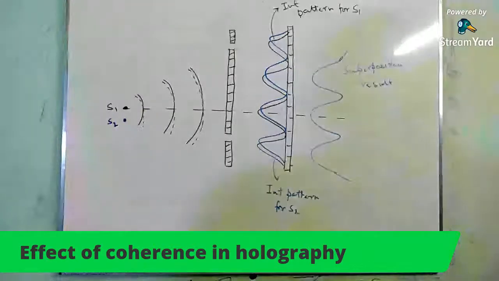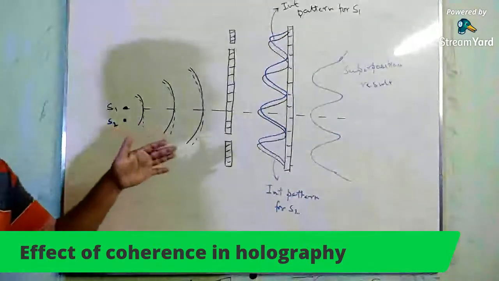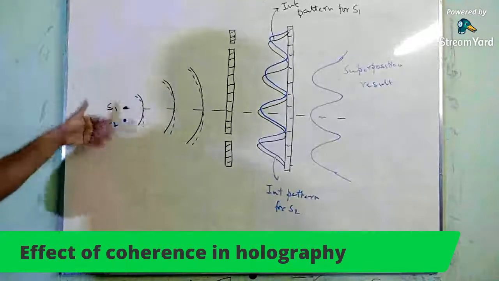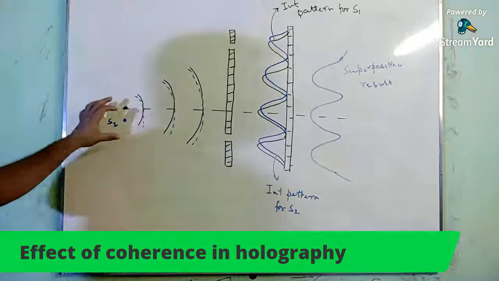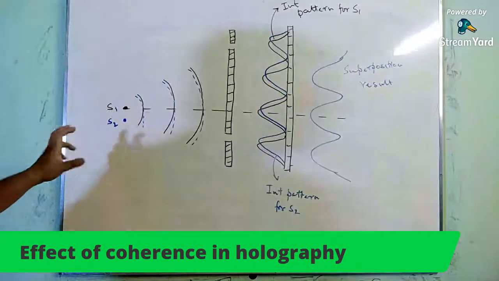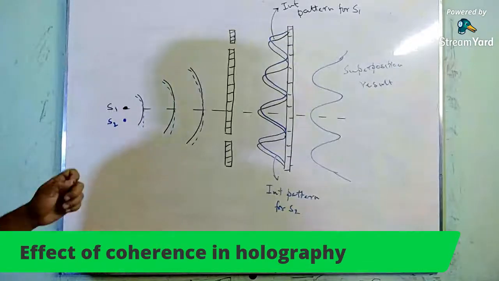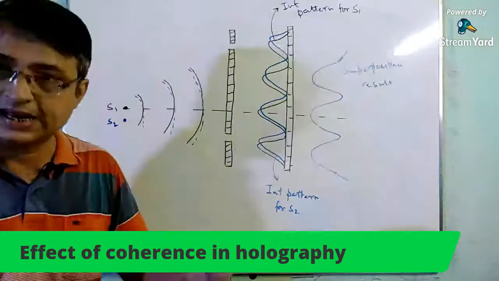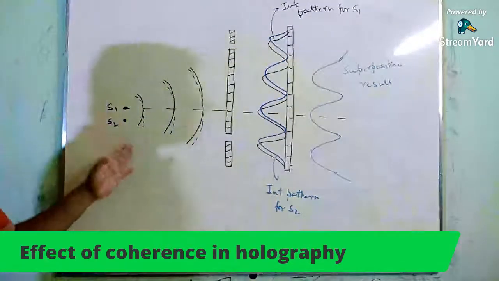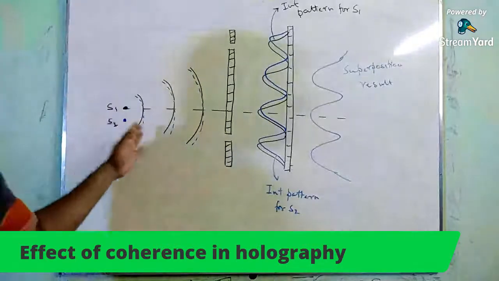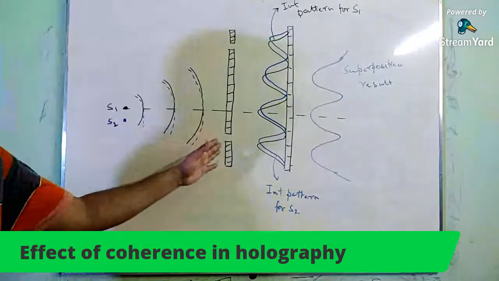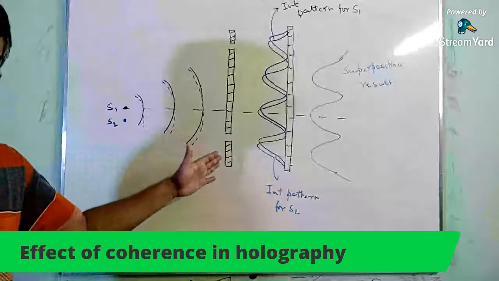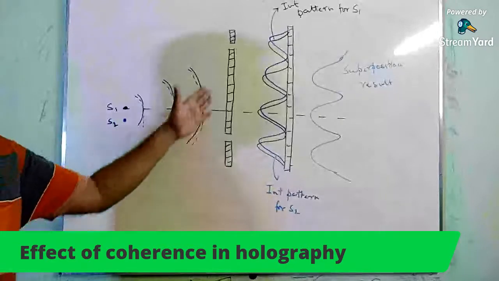So here the S2 source is slightly deviated from S1, and that's why this optical source is an extended optical source, not a point source. But you can consider S1 and S2 as two point sources of the same wavelength. Now, S1 and S2 are at the same distance from the double slit, otherwise it will not happen. So these two point objects are at the same distance from the double slit.